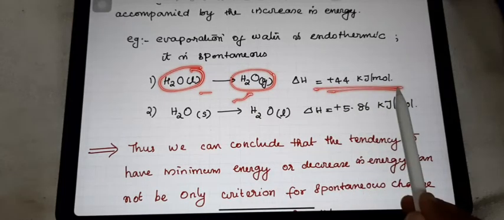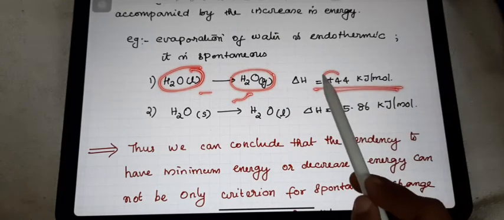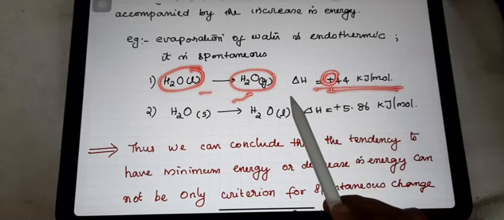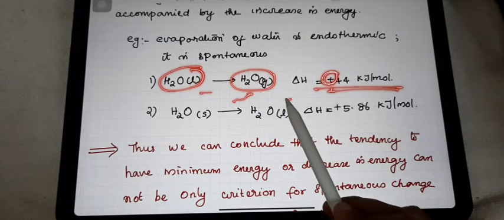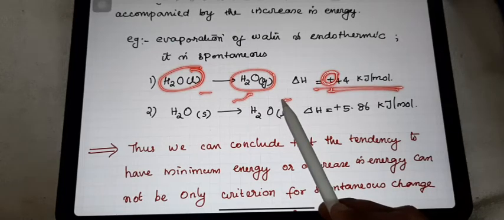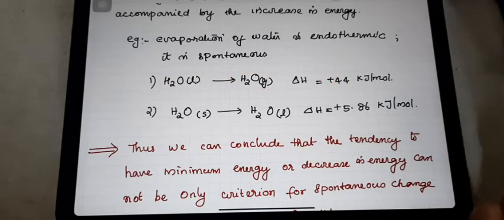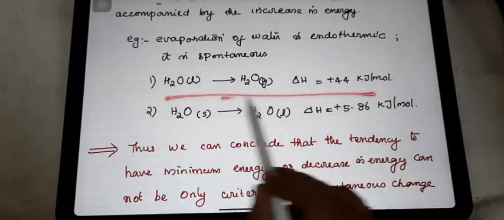So they need 44 kilojoule per mole. That means absorption of heat, it is indicated by a positive value. It is considered as a spontaneous reaction. Spontaneous means without any external agency. You know that evaporation, without any external agency, that process will occur. Right? It takes little time. With an external agency, that will occur very fast. That's only the difference.